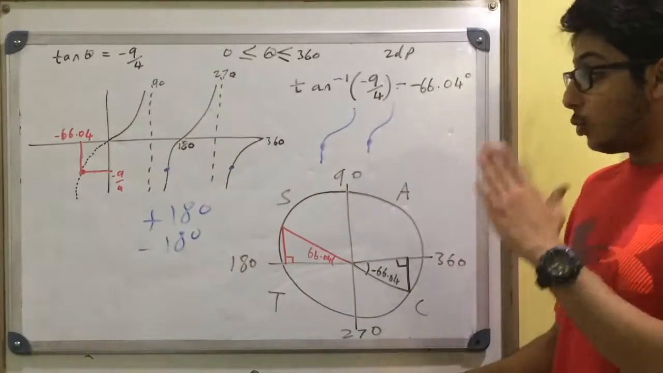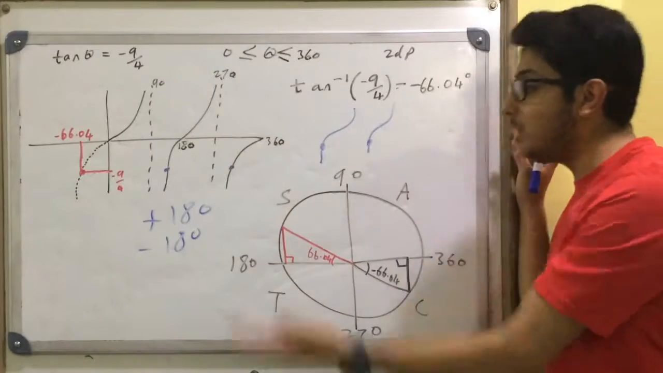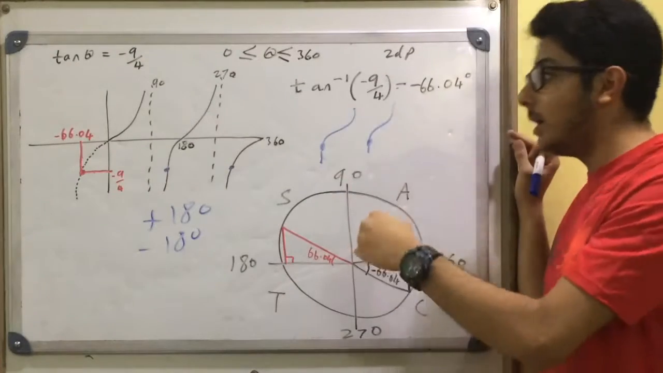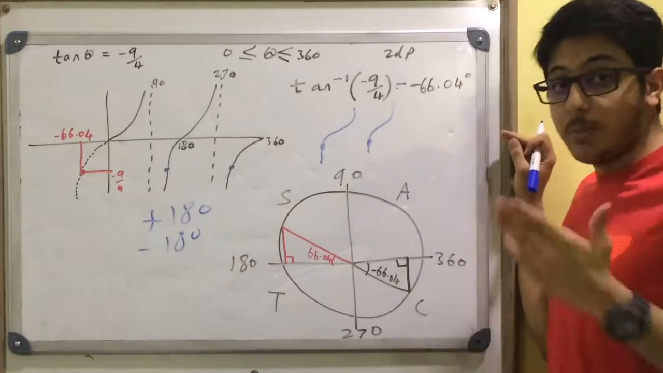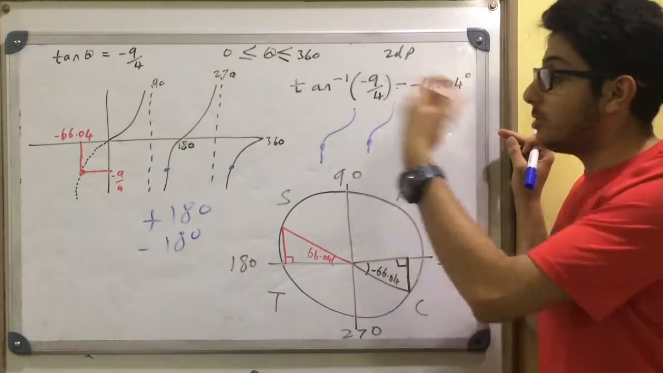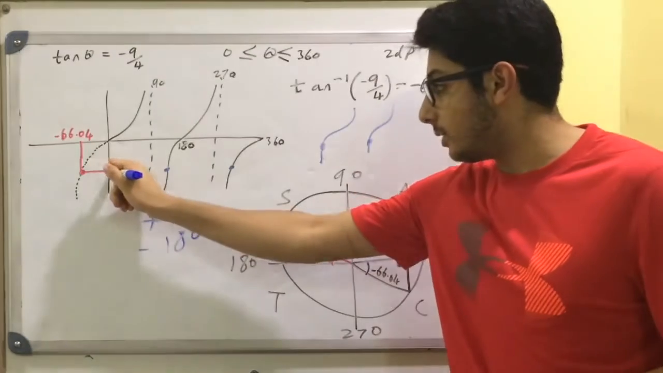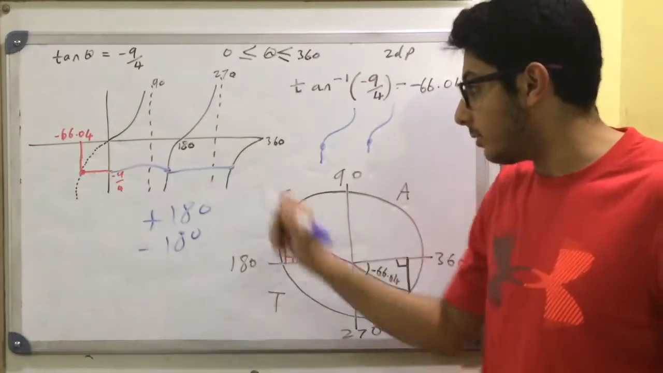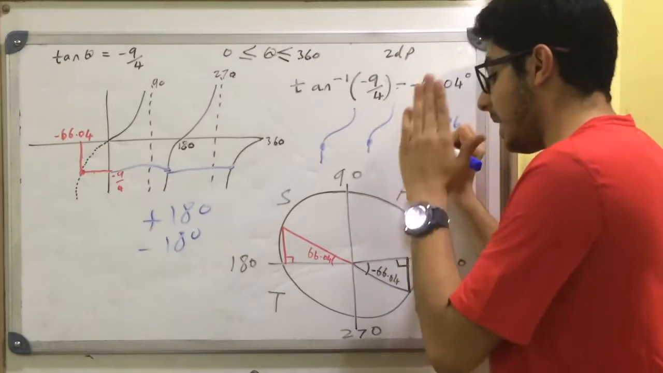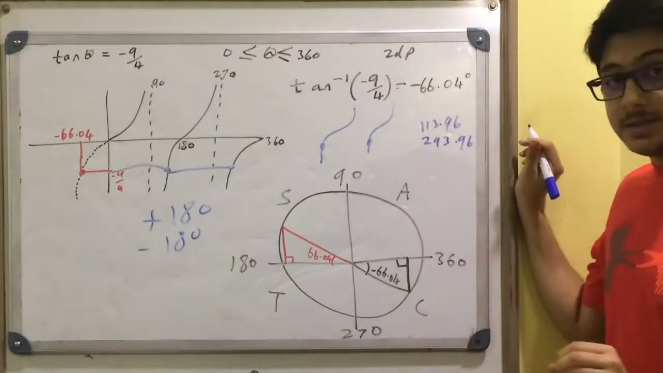Alright? Which means that solving equations with tan is really easy. You don't need the graph, you don't need the unit circle, just add 180, or if you're in radians, add pi, and take away 180 or take away pi. And that's going to give you your next possible solution. Alright? But I'm just going to use the graph and unit circle just to help you visualize it. So adding 180 degrees, that's going to give you 113.96 to 2 decimal places and 293.96 to 2 decimal places.